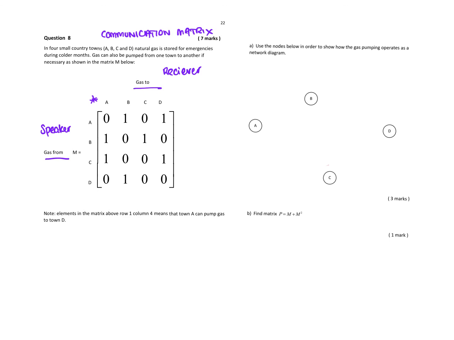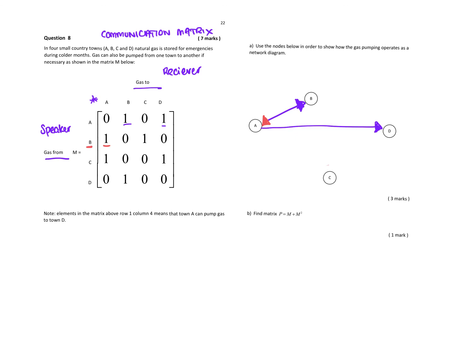So if you said gas from A can go to B and D, what I would draw is an arrow from A to B, so I know that it goes that way, and also from A to D. So I've done those two, and then I'll do the next in a different color. B goes to A, so that means we can also go that way.